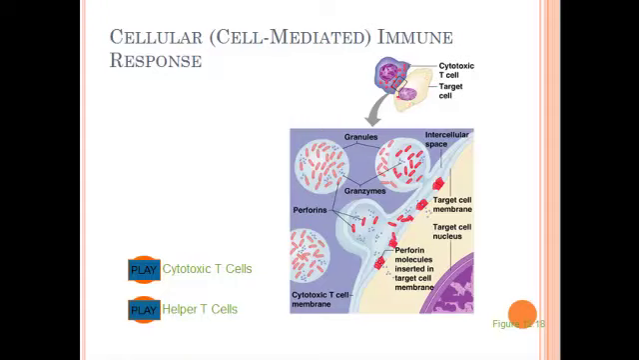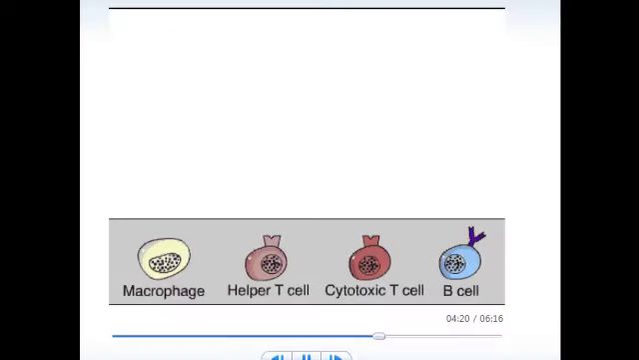It may be cancerous, it may be infected by viruses. It comes up to that cell, and this is a blow up here. So this is the cytotoxic T cell here with its membrane, and the other cell comes up and it's going to inject these perforins into the cell in order to destroy that cell.